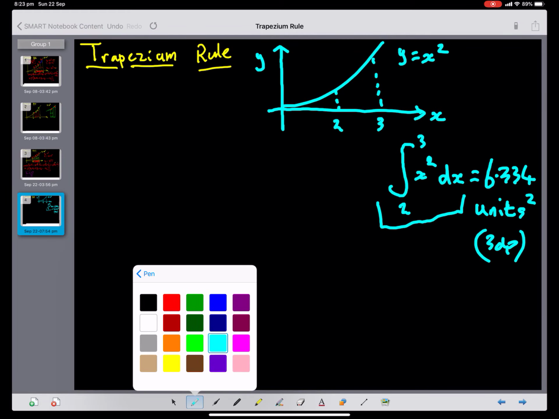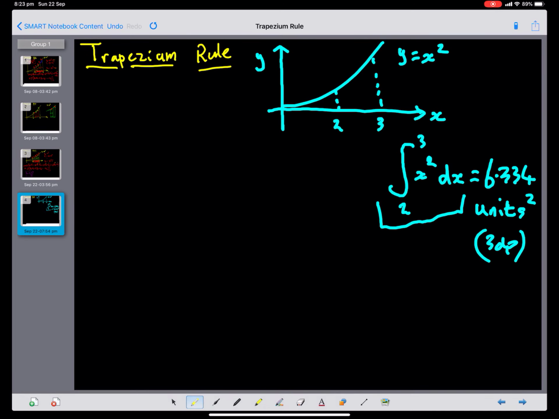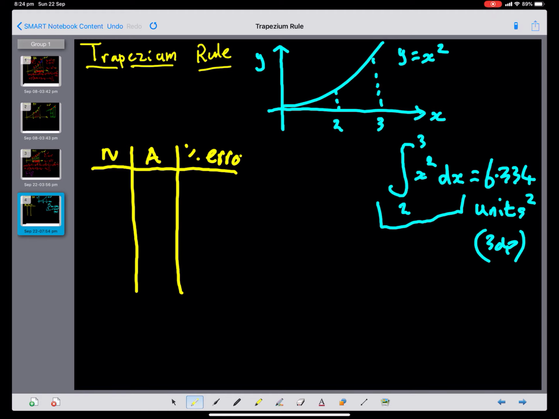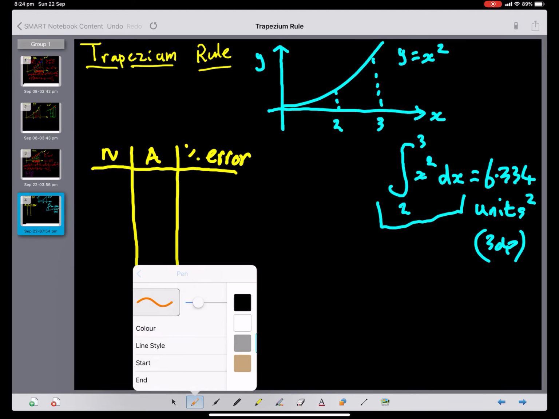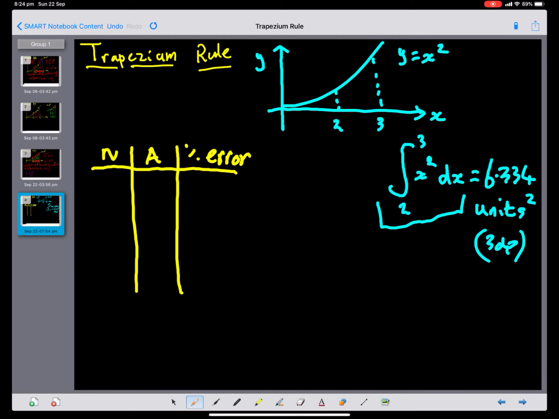Okay, so let's have a closer look now at our n values. So let's do n, let's do our value, and let's consider percentage error. Now, our first n value was 2, and we got an area of 6.375, and miraculously that gave a percentage error of 0.65% to 2 decimal places.